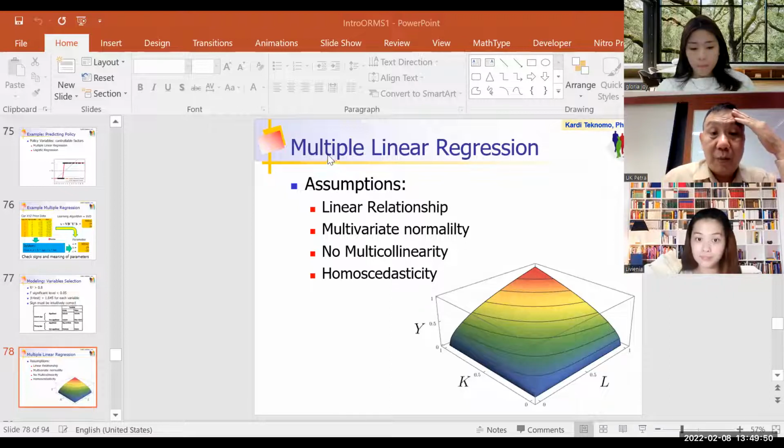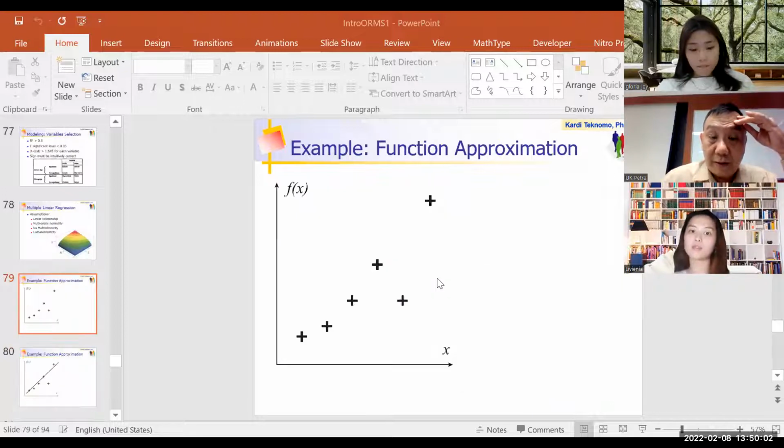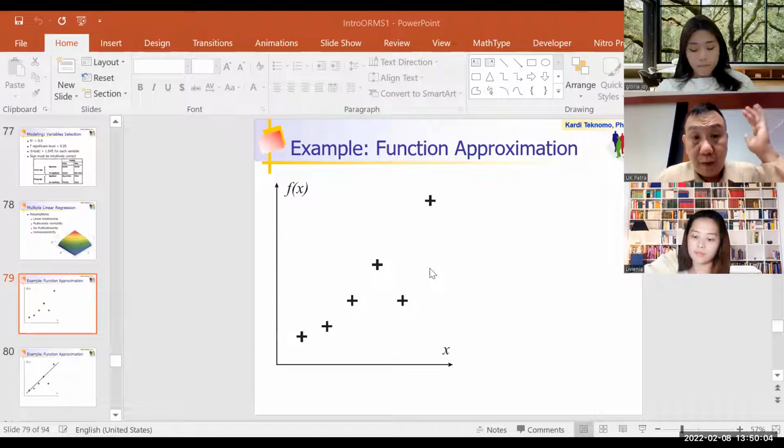These are the assumptions of multiple linear regression: linear relationship, multivariate normality, no multicollinearity, and homoscedasticity, meaning the variance is constant again. Anyway, those are the guidelines that I use for linear regression.